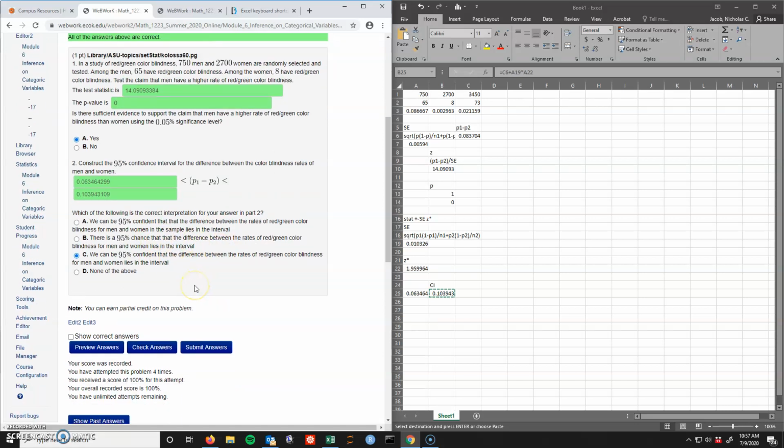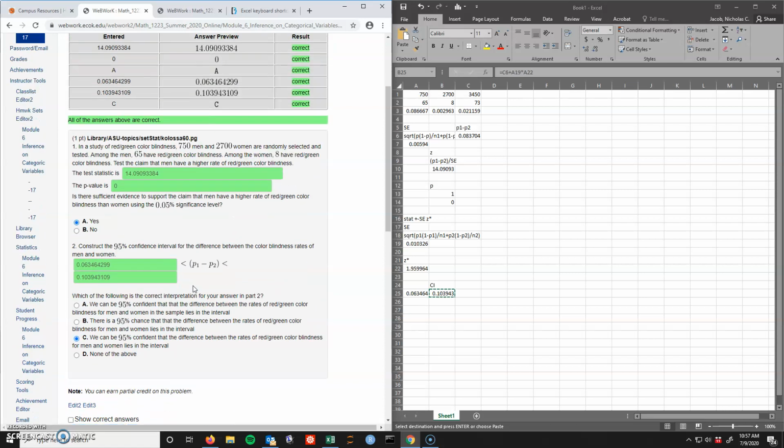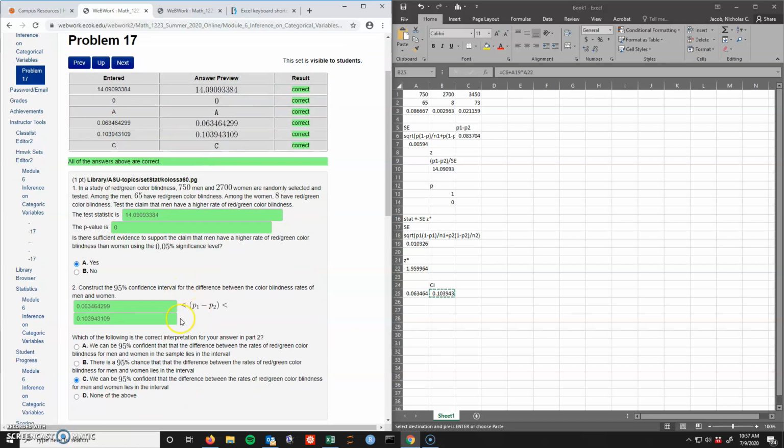All right, ladies and gentlemen. So that is how you do this one, comparing two proportions with a confidence interval. And again, I only do the unpooling when I go for the confidence interval because I've really already accepted that there is a difference.